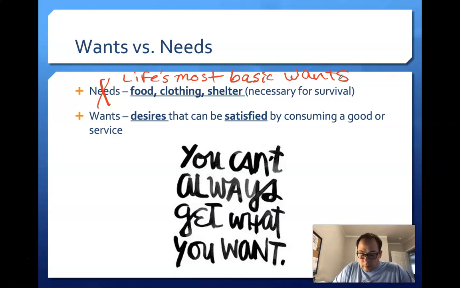And this is going to be important. There will be a comprehension check question based on that. So you want to look and see what is life's most basic wants. That's food, clothing, and shelter. That's different than just general wants, or the desires that can be satisfied by consuming a good or a service. So having a cell phone, as much as it seems like a need or life's most basic want, is a want. You don't have to have a cell phone. Food is a basic want. You do have to have that to survive.